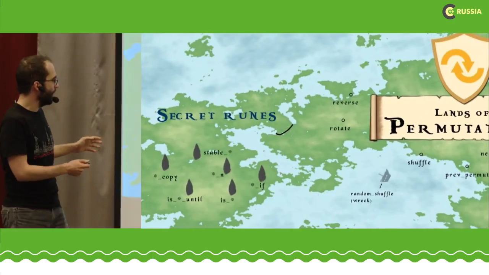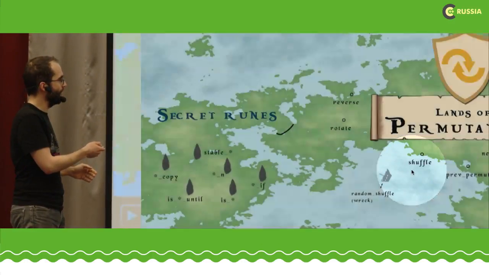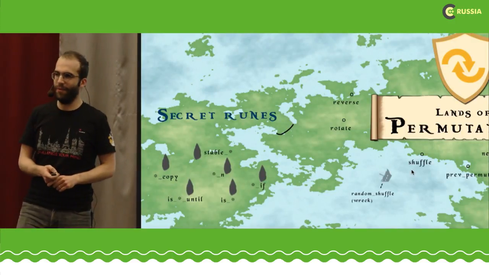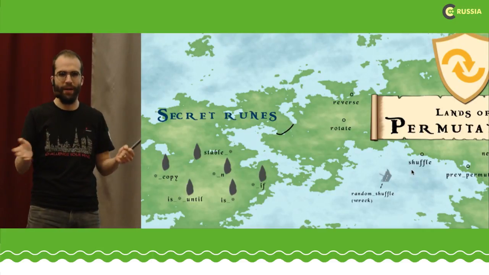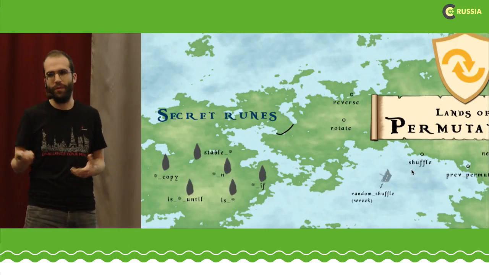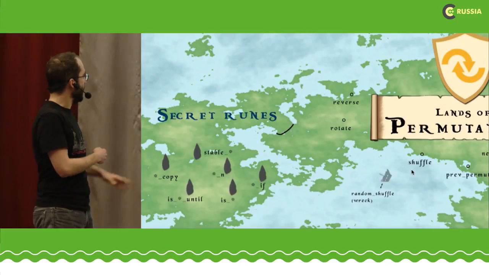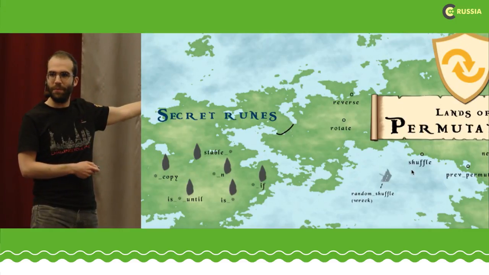Now, before moving on, there's this wreck off the coast of shuffle. It's wreck as in it's deprecated. It's the way that used to be the good way to do a random shuffle, but it's deprecated in favor of shuffle, so we don't use it anymore. You use shuffle. Okay, in that corner of the map, that's the secret runes.